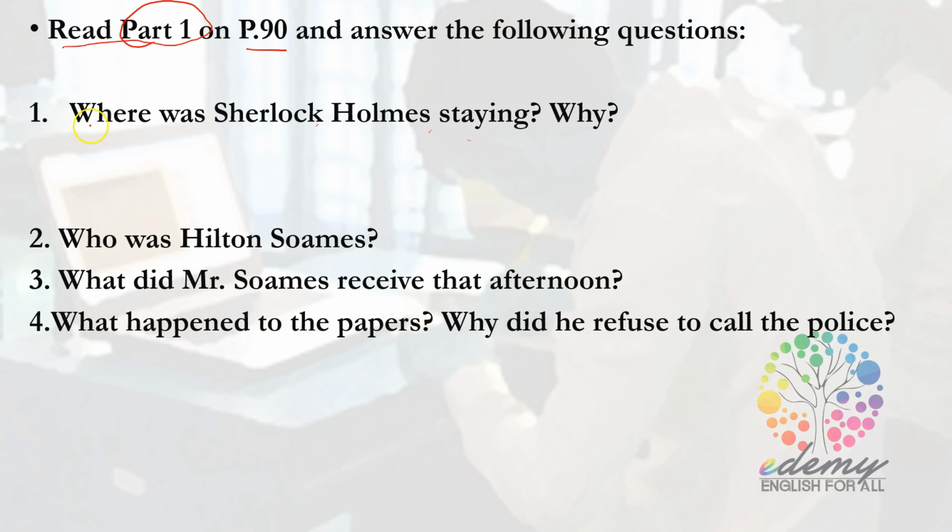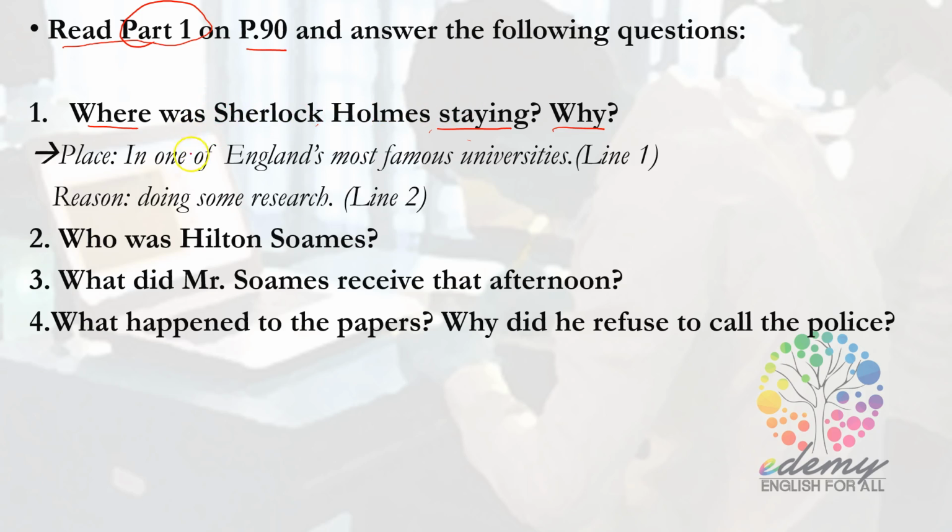The clues are the words where, stay, and why. So we want to know the place that Mr. Sherlock Holmes was in and why he was in that place. When we read the text, we only focus on these clues. The place he was in is one of England's most famous universities. We can find it in line 1. I read the line for you: Sherlock Holmes and Dr. Watson were in one of England's most famous universities.